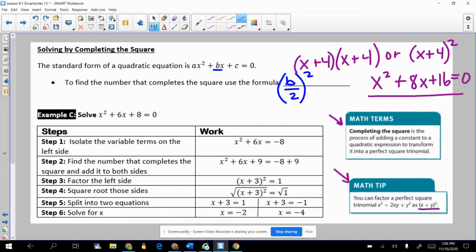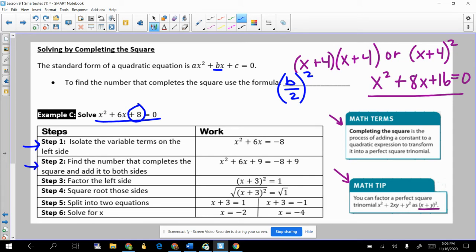Okay, so let's look at this first example. It is x squared plus 6x plus 8 equals 0. And it's already in standard form and set equal to 0. So the first step is to isolate the variable terms. So these are your variable terms because they both have an x on them. They have a variable, okay? So in order to isolate them, really what you're going to be doing is moving your c value over to the other side, okay? So that's what they did here. They subtracted over the 8.